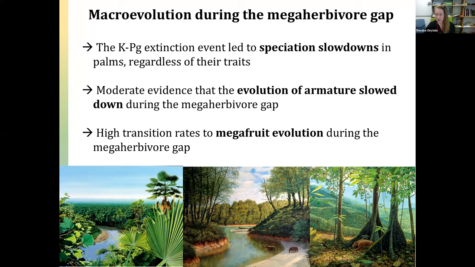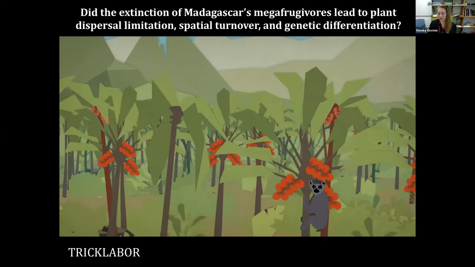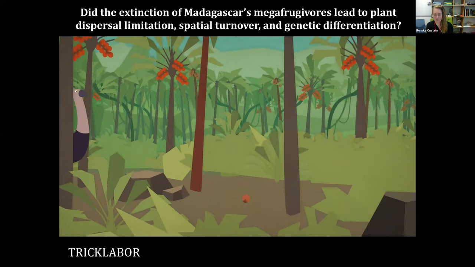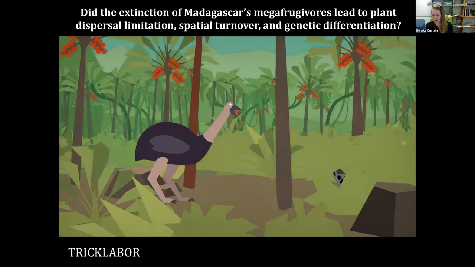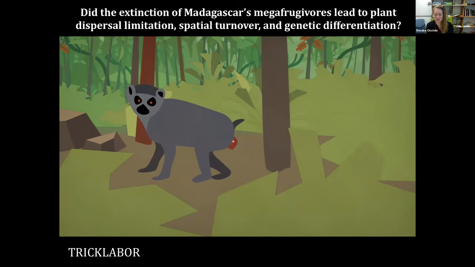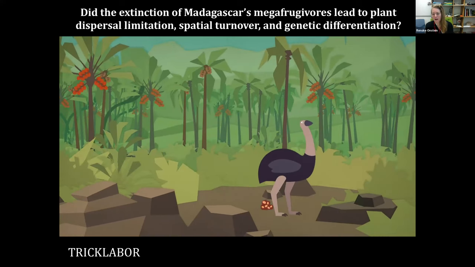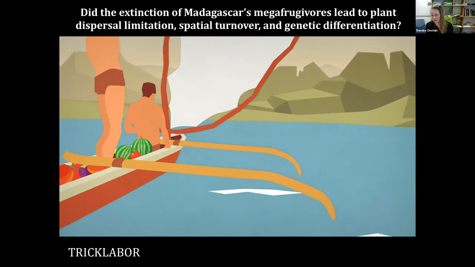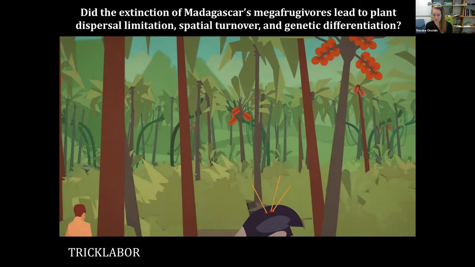So we may have to go a little bit closer to the present to really think about the late Quaternary extinctions and the effect on the dispersal of these very large fruits. So this is the last part. And here we focus on Madagascar. It used to have these giant lemurs and elephant birds that were probably important seed dispersers, but they were lost. All Madagascar's megafauna went extinct about 2000 years ago when humans arrived, so pretty recent.